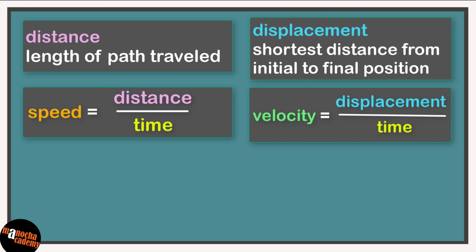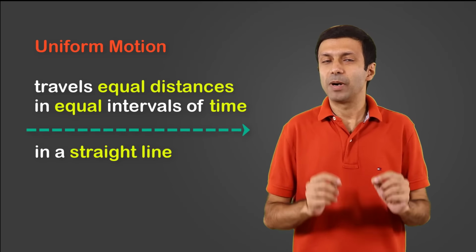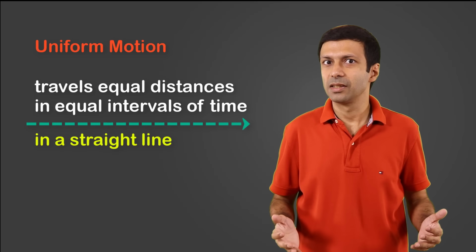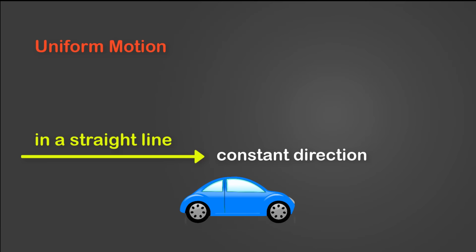Now let's talk about uniform and non-uniform motion. A body is said to be in uniform motion if it's traveling equal distance in equal interval of time and in a straight line. Let's break down this definition. The first part says equal distance in equal interval of time. For example, let's say a car is traveling 10 meters every second. So the car is going at a constant speed of 10 meters per second. And the second part says it needs to be traveling in a straight line. So the direction is constant.